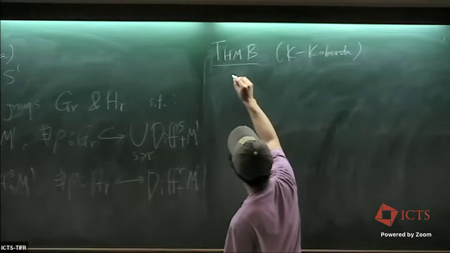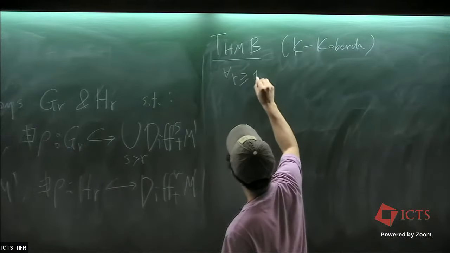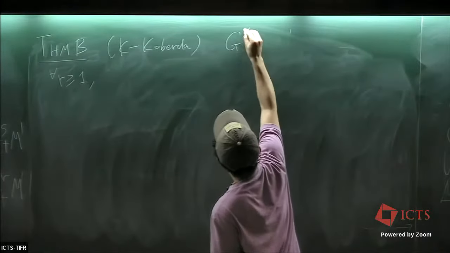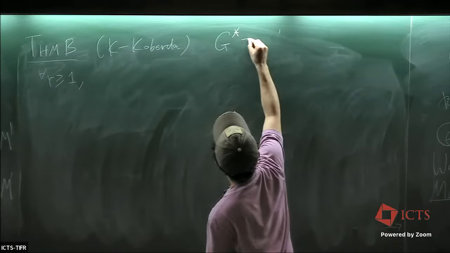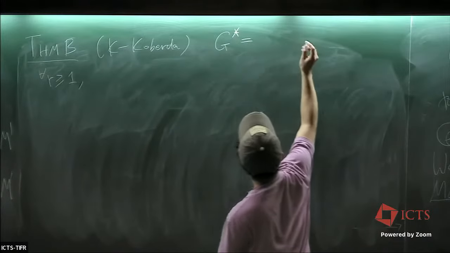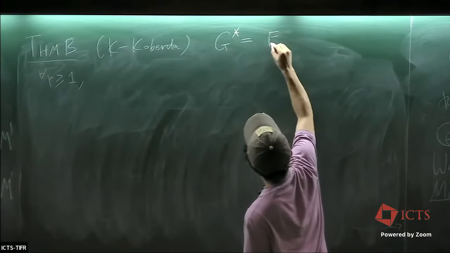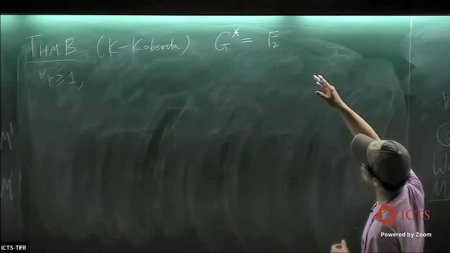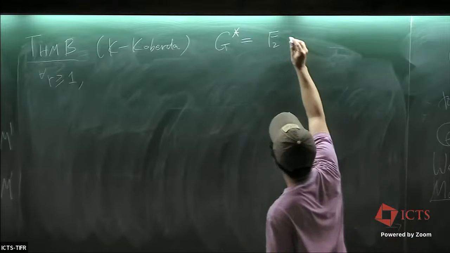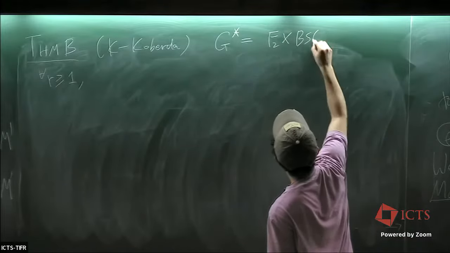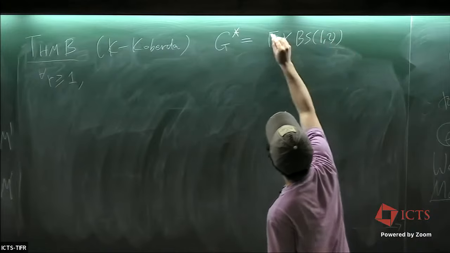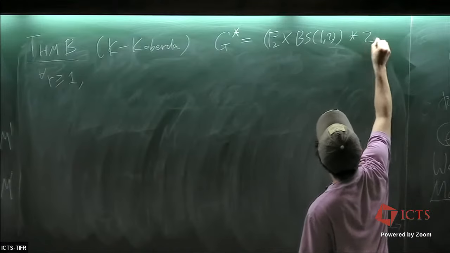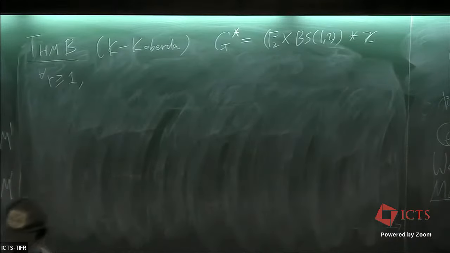So for each real number, let's define some universal group, say G star, or some group. The specific presentation of this group doesn't really matter for today's purpose, but there is some group, okay? Say the Baumslag-Solitar group BS(1,2), say, star Z. So I think this is enough for today.